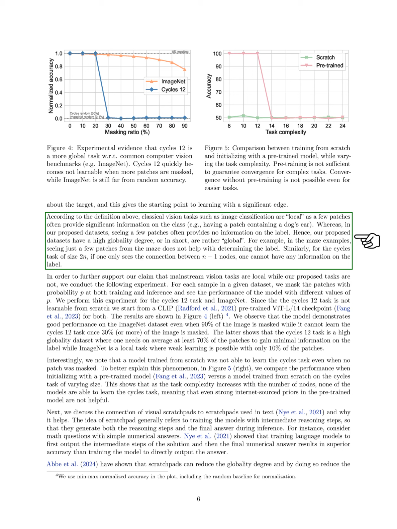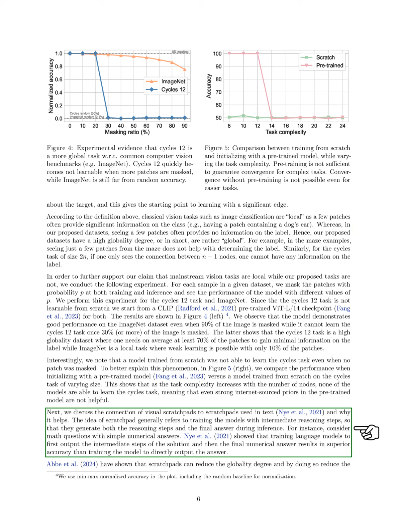in identifying the label. To support our claim, we conducted an experiment where we masked patches in a dataset and observed the model's performance. We found that while the model performed well on a standard dataset even with most of the image masked, it struggled with our more complex task when a significant portion was masked. This indicates that our task has a high globality degree, requiring more information to learn effectively.